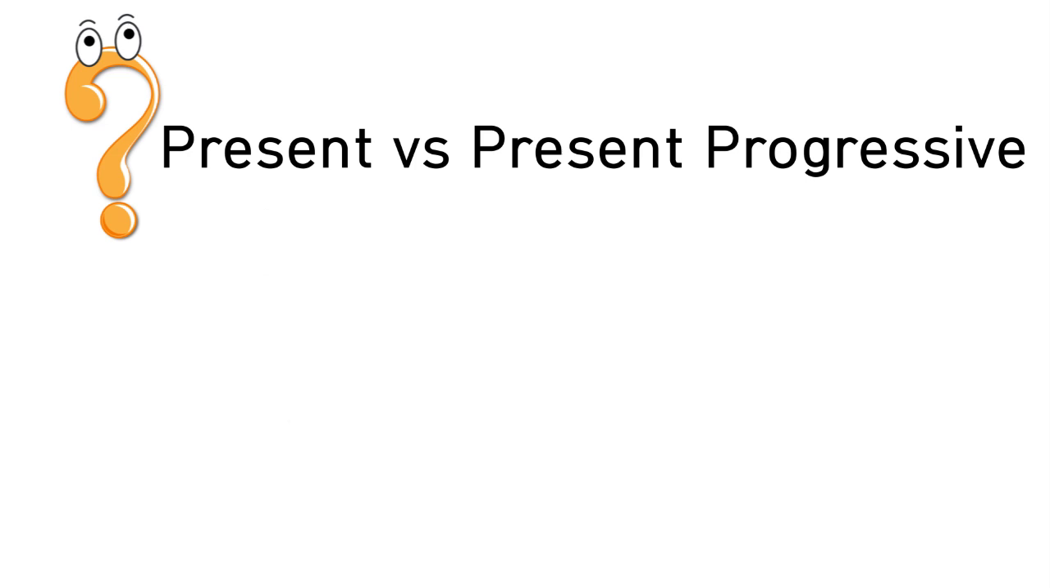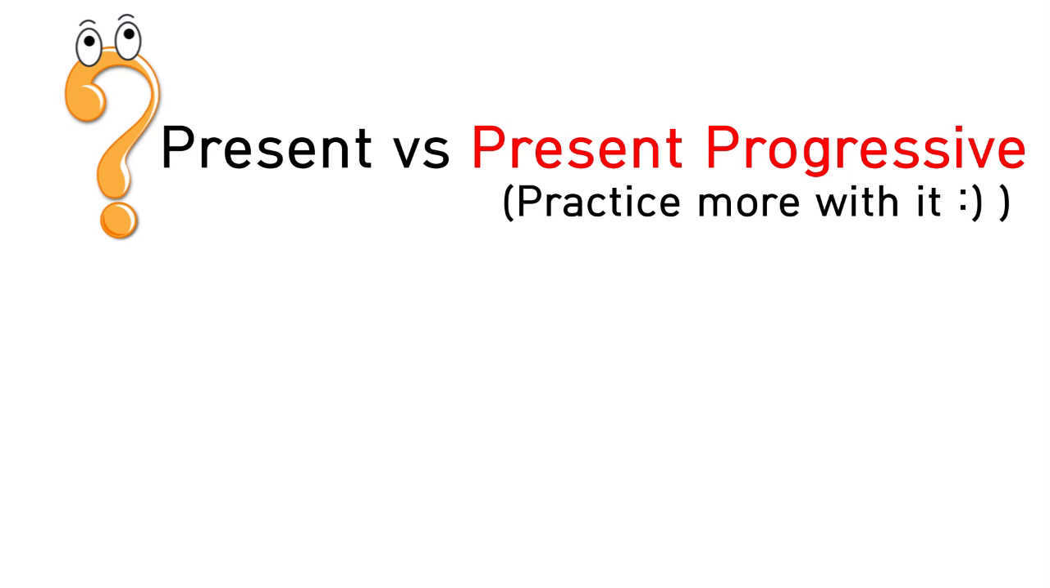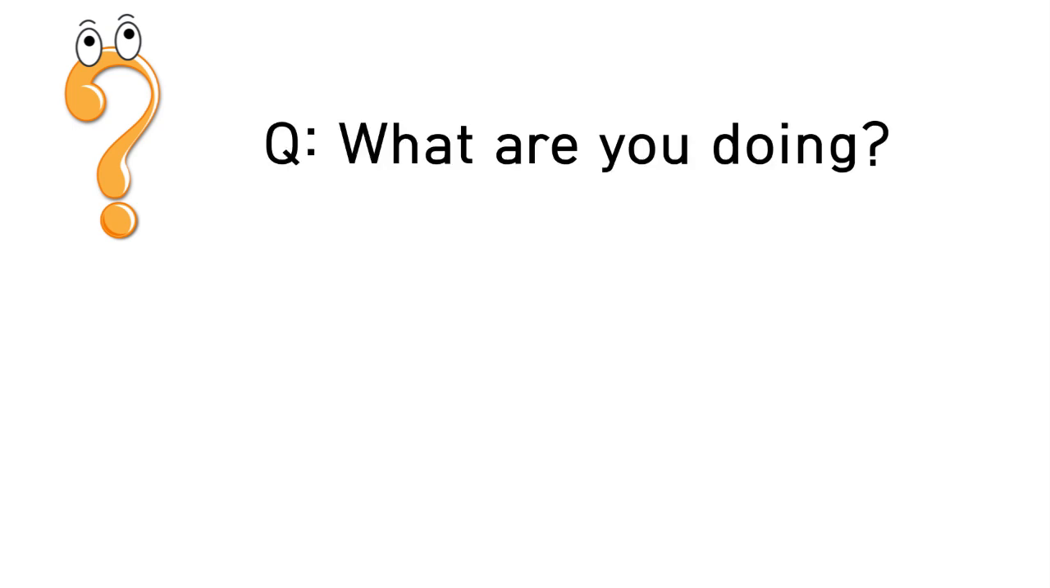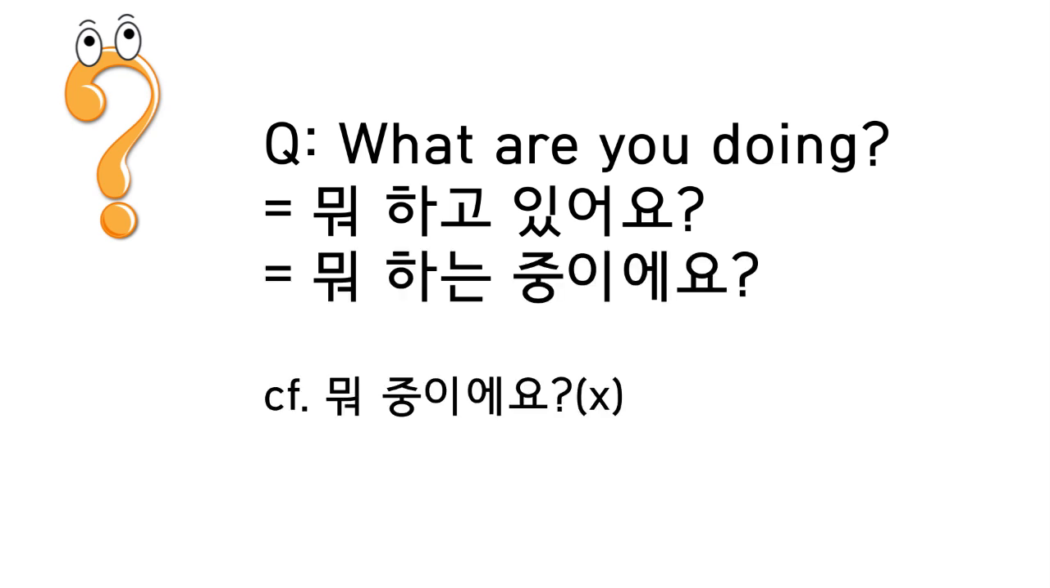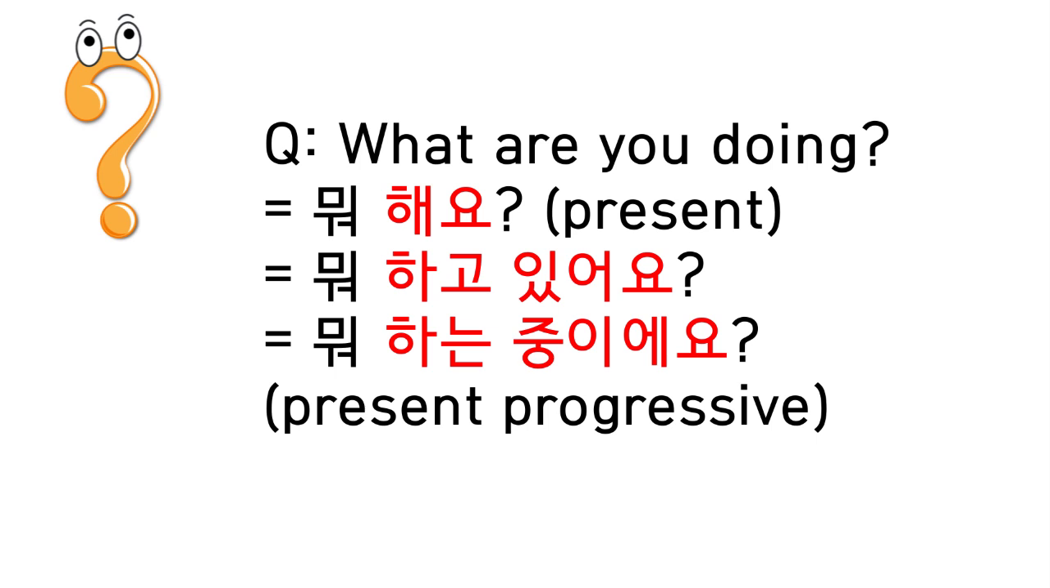But now that you just finished learning how to make present progressive, I challenge you to use more of it to get used to present progressive form in Korean. And really, this is the last thing. So when you're asking a question as well, what are you doing? You can say 뭐 해요 with present verb, but you can also ask 뭐 하고 있어요? Or 뭐 하는 중이에요? In present progressive. So also in questions, present verb and present progressive verbs are also interchangeable.